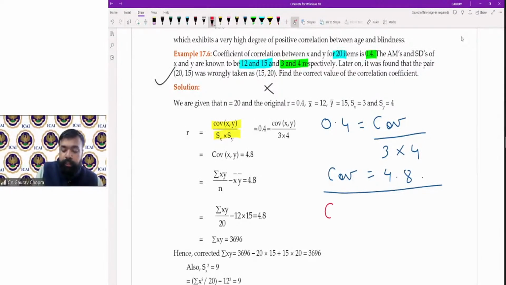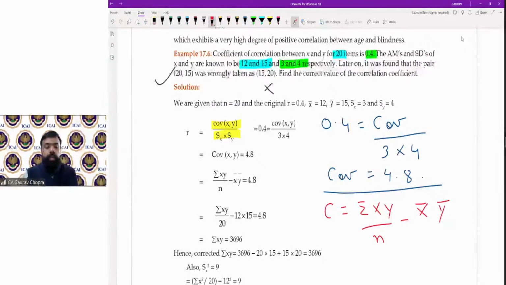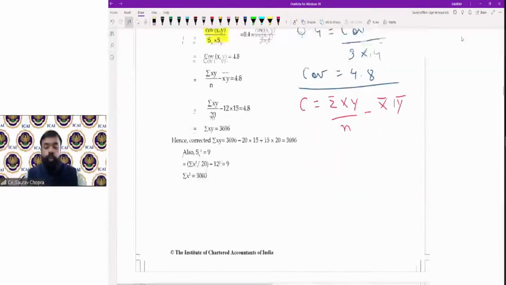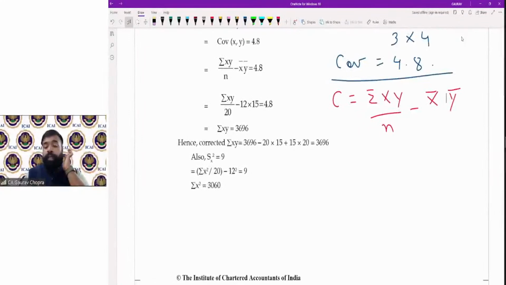So covariance is equal to sigma xy upon n minus x bar into y bar. So you have to make the correction and find the correct value. तो इसके लिए हमें इन सब प्लेसेस पे करेक्शन करना पड़ेगा.